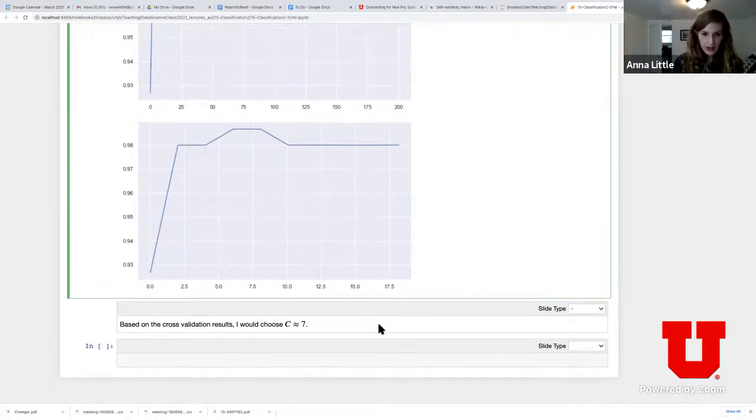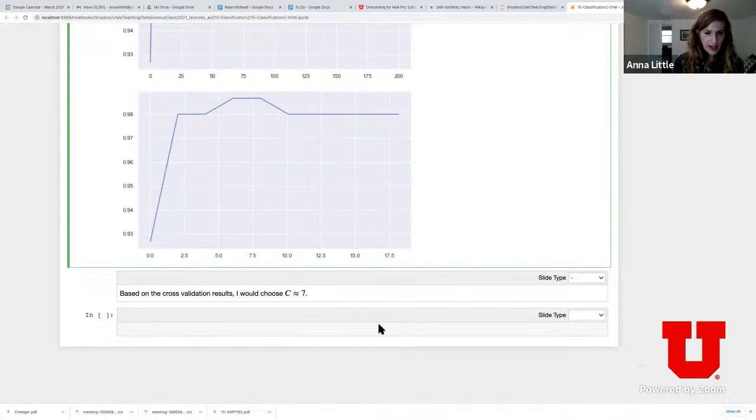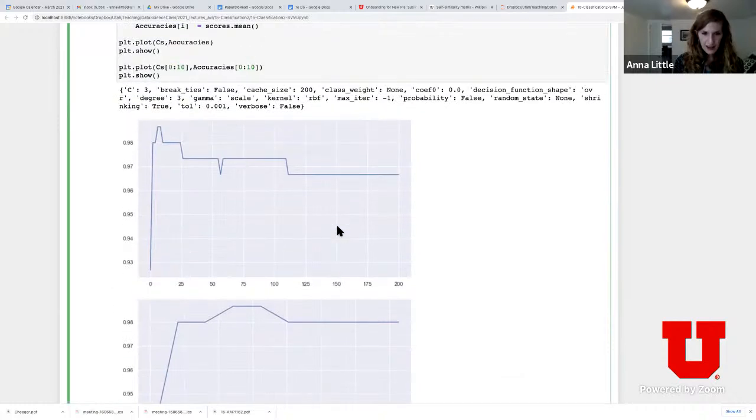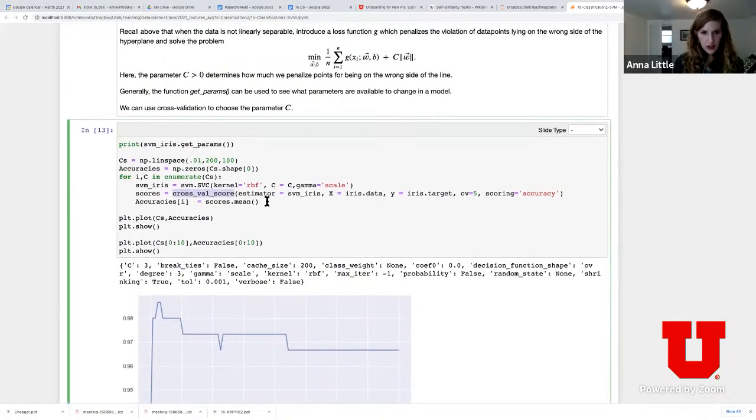Okay, sorry, I got a little rushed there at the end, but hopefully that is sufficient to answer your questions, and looking through the code and the examples will be very helpful for your homework. Any questions?